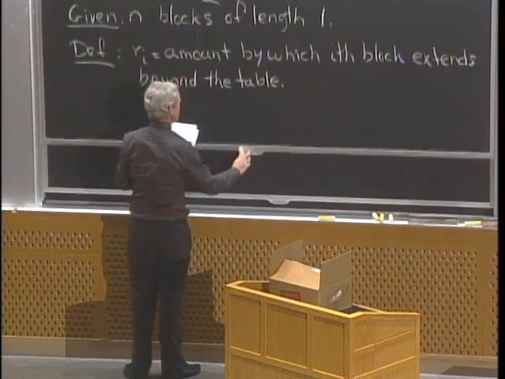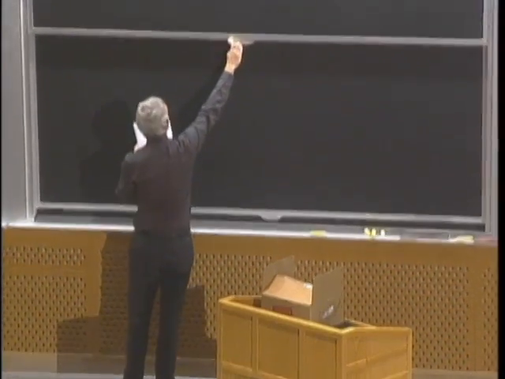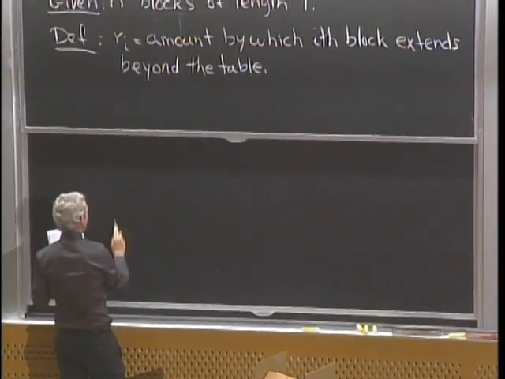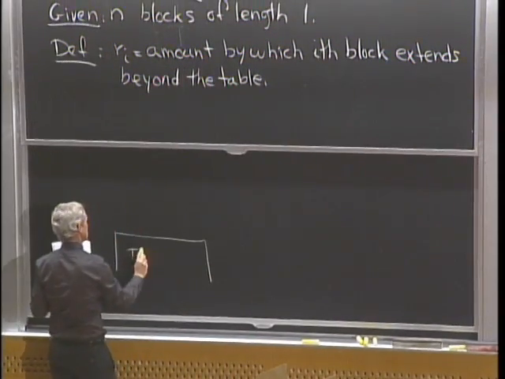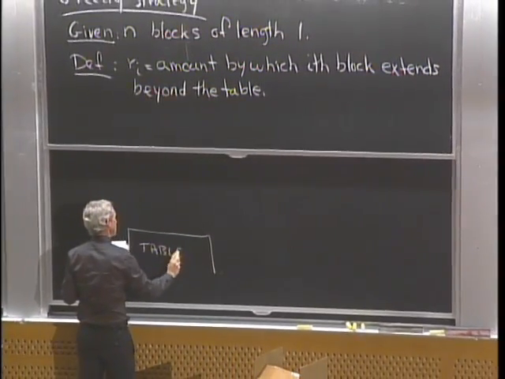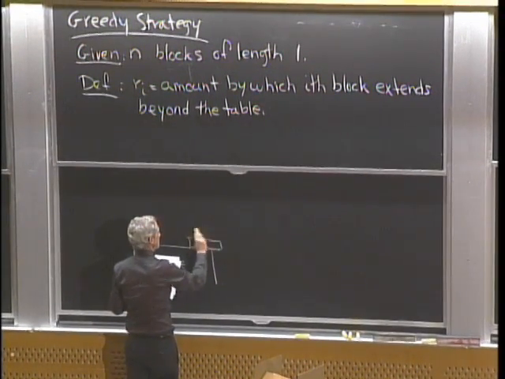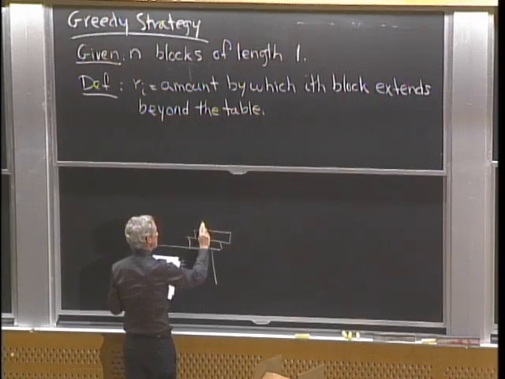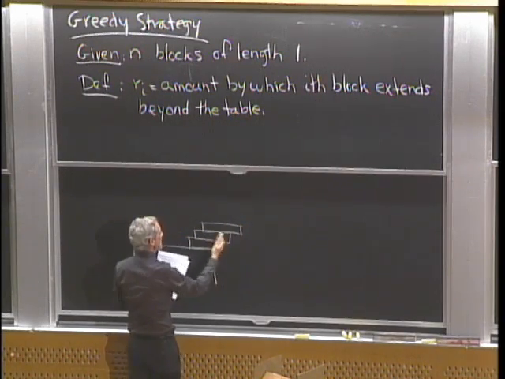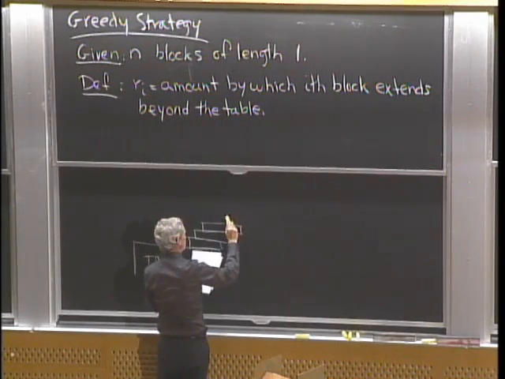All right, so let's see this on a picture. So I've got the table here, and then I'm stacking the blocks out in some way like this. And with the greedy strategy, you don't ever go backwards.